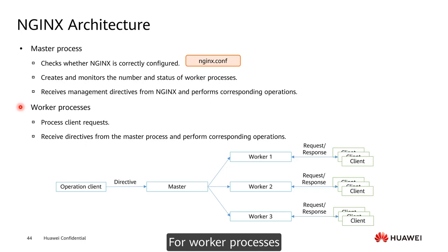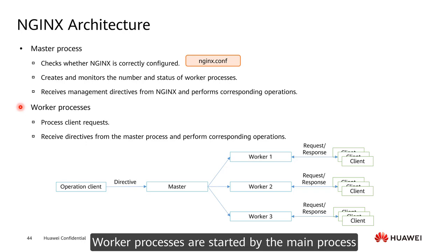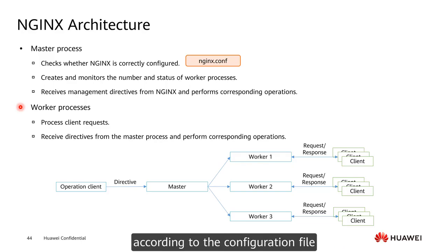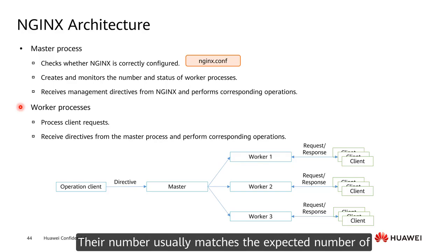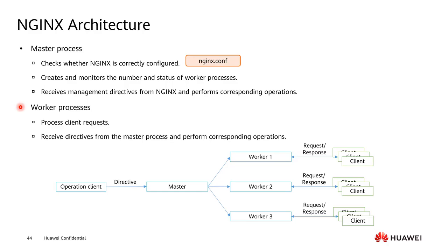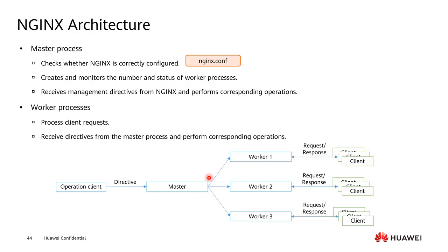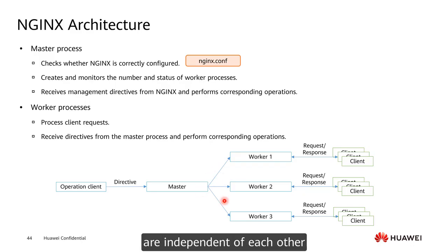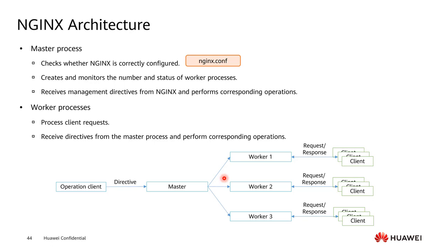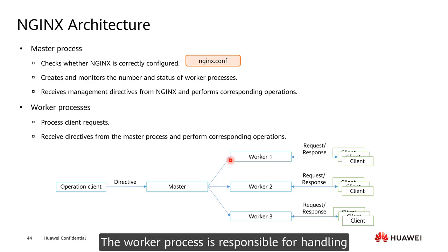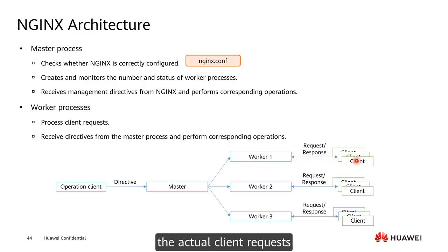Worker processes are started by the master process according to the configuration file. Their number usually matches the accepted number of concurrent connections. By default, Nginx creates as many worker processes as CPU cores on the server. Worker processes are independent of each other. If one worker process is faulty, other worker processes are not affected. The worker process is responsible for handling the actual client requests.